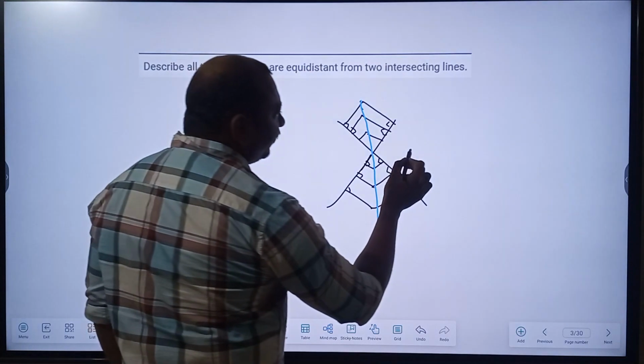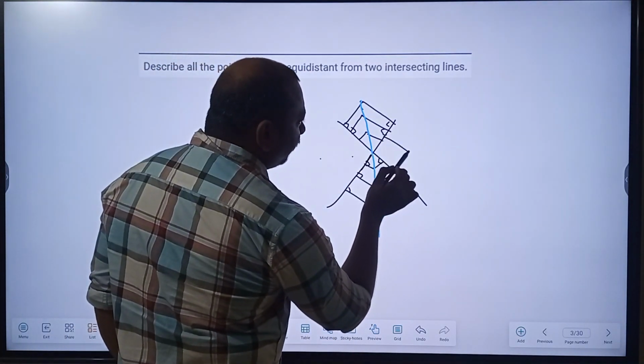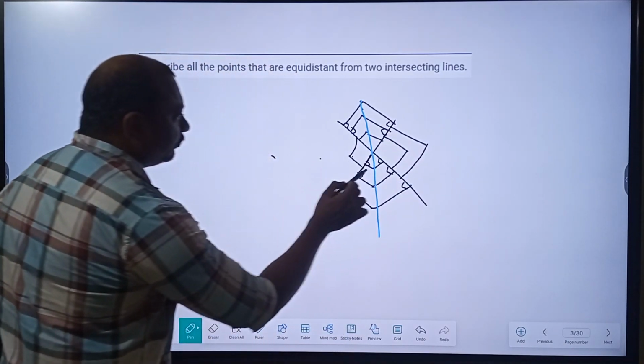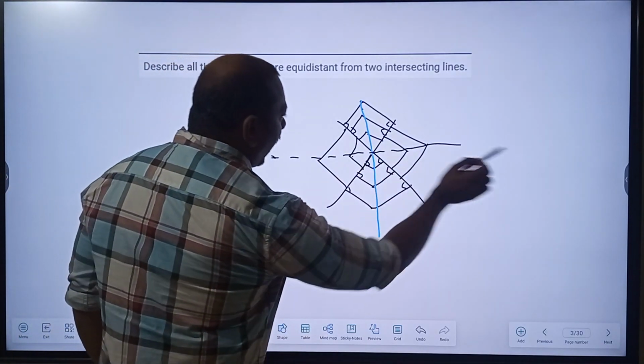Suppose if we consider these points are here, if we consider points, they are equidistant from this line I am writing, then also the locus of those points lies on the angle bisector of this angle only.